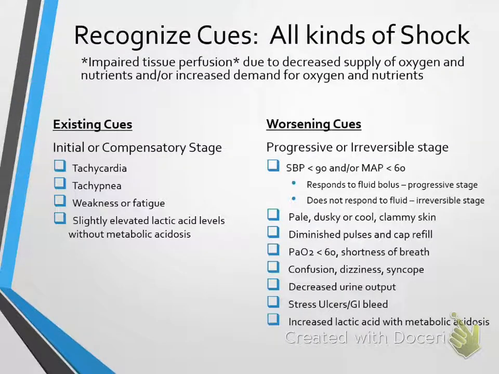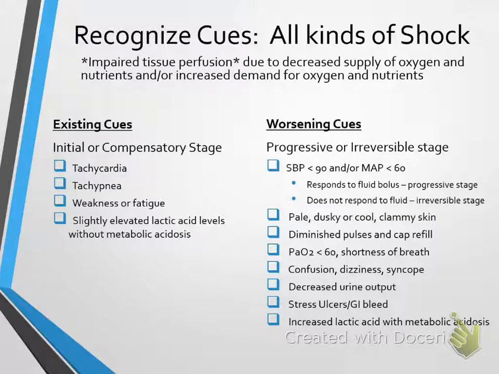So here are all your cues. If you are in the initial or compensatory phase, you will start to see increased heart rate, increased respiratory rate. Maybe your patient's tired easily, and slightly elevated lactic acid levels. That just means, hey, your body's trying to do something. You're sick. Maybe this looks like the flu. Any kind of massive illness, isn't this the same thing? This could be any number of reasons. They're very vague causes. But if we do not intervene, what are we going to end up doing?